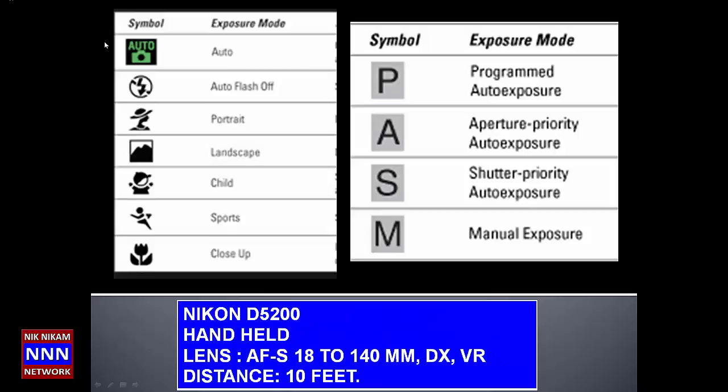First of all, as you know, the Nikon D52 has an automatic mode. It has an auto flash off mode. It has a portrait mode, landscape mode, child, sports, and close-up modes. And here are programmable auto exposure, then we have aperture priority auto exposure, shutter priority auto exposure, and manual exposure. So we used all these different options, but we did not change any of the settings that were set by the camera. So that's an important point.